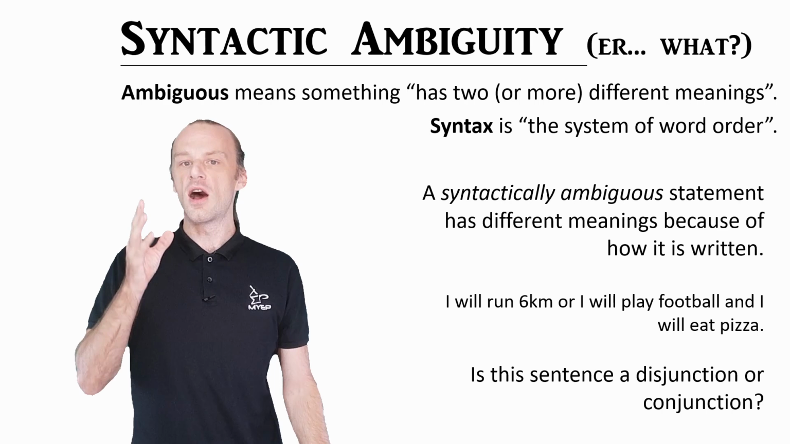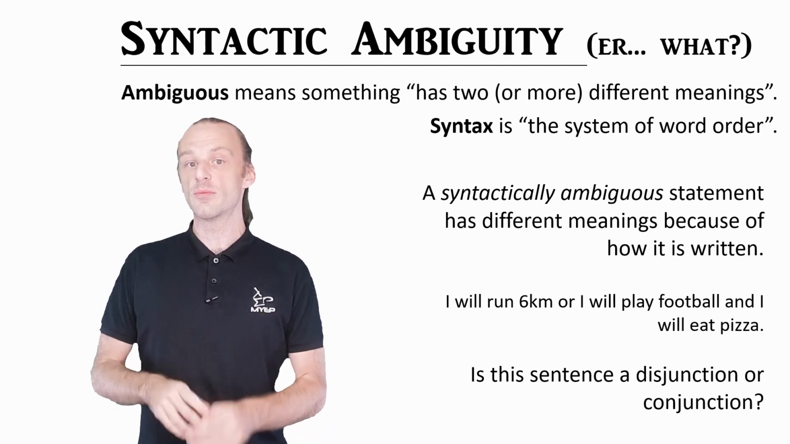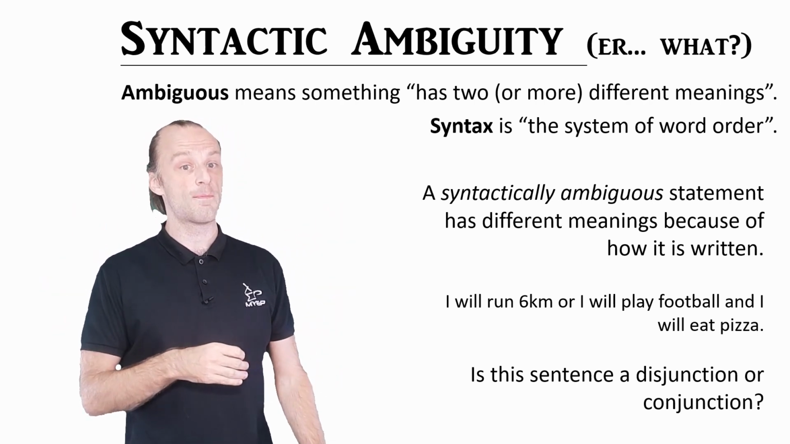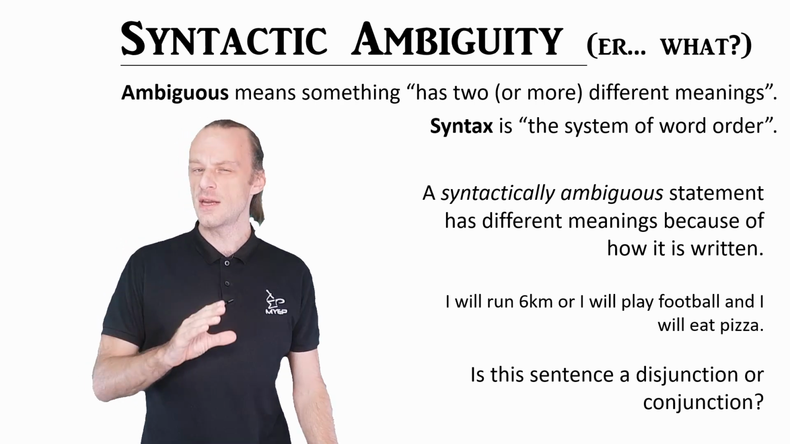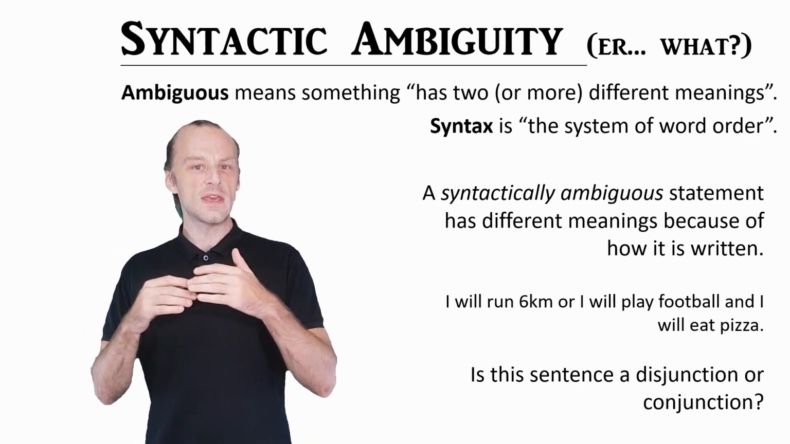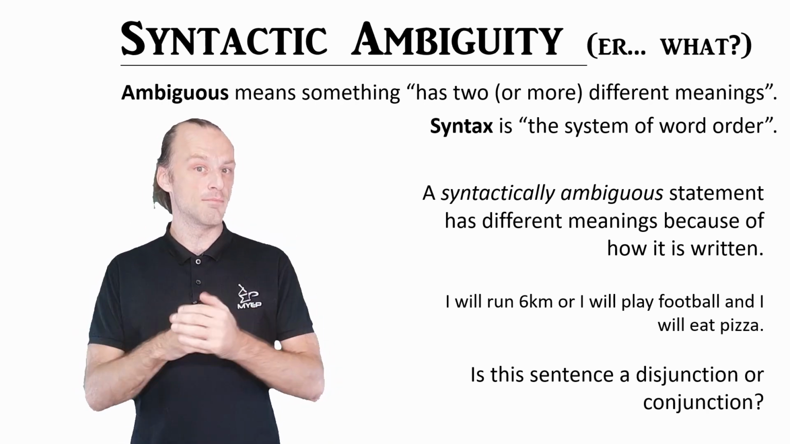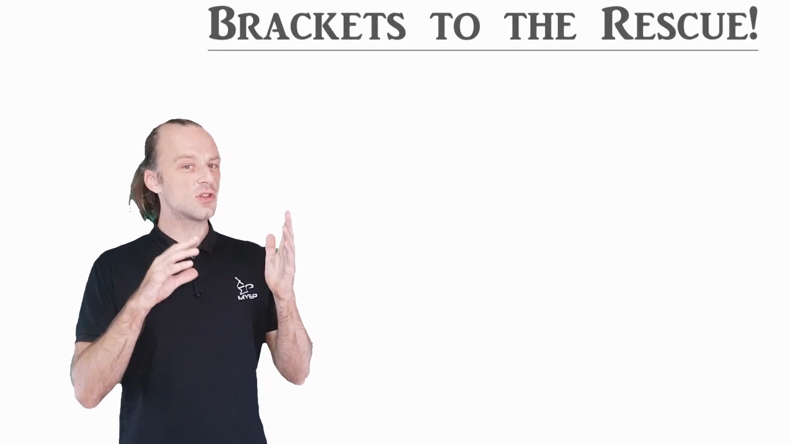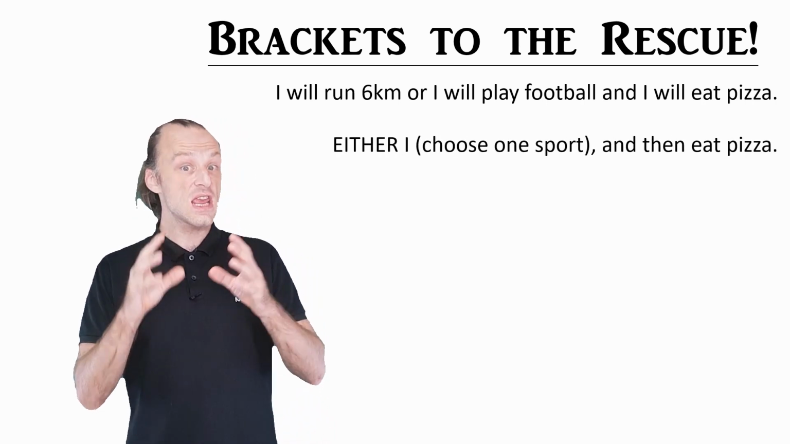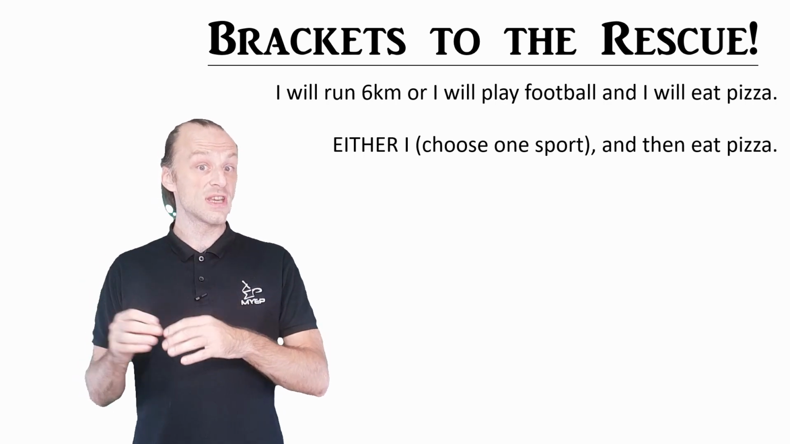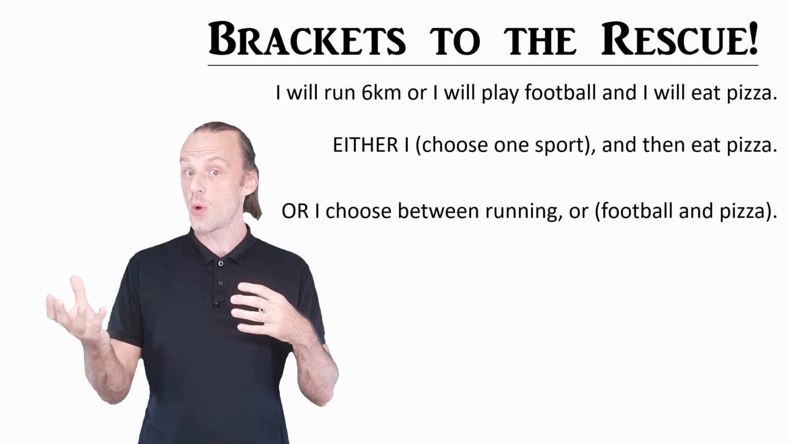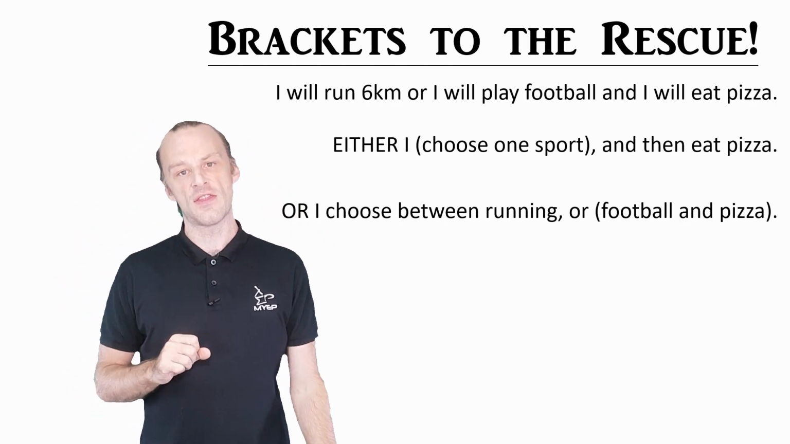So, for example, I will run 6 kilometers, or I will play football and I will eat pizza. Is this sentence a disjunction or a conjunction? In everyday language, a comma or a tiny pause might tell us, but there would still be some uncertainty. With logic, we do what we can to try and make things clear and unambiguous. If we look at the words or and and in the example, then the sentence has two obvious meanings. Either I choose a sport, do that sport, and then eat pizza afterwards, or I have to make the choice between a 6-kilometer run on one hand and football and pizza on the other hand.